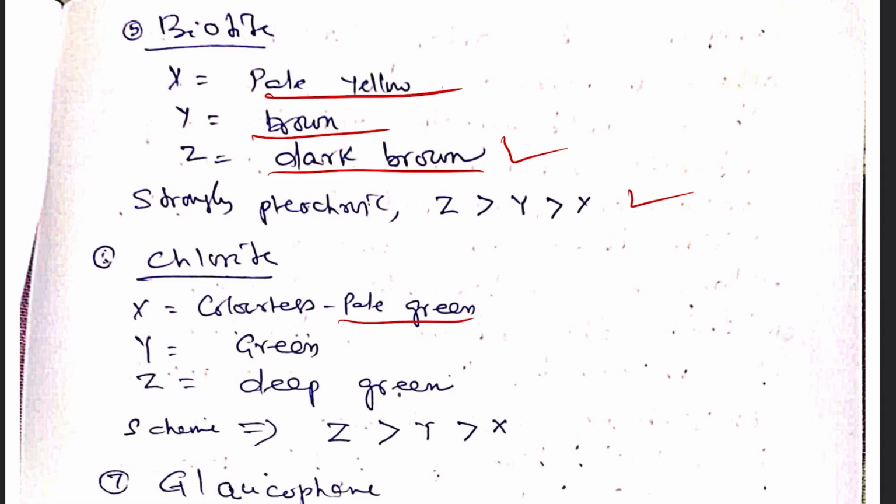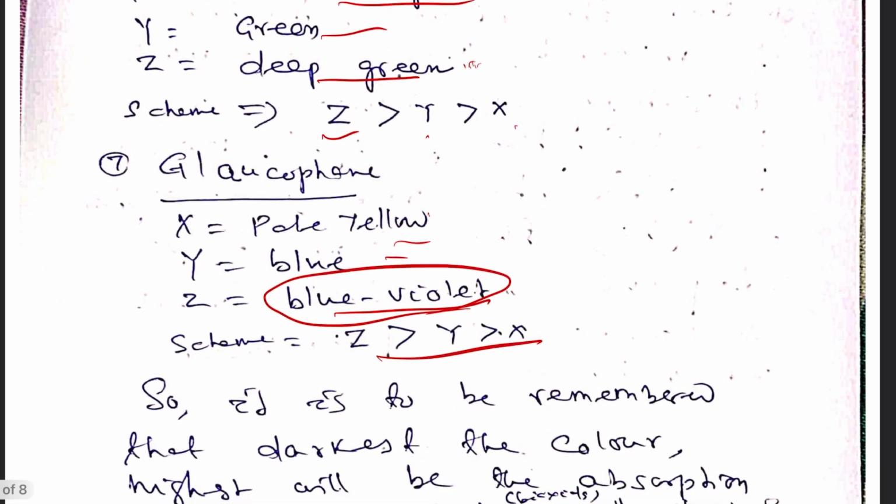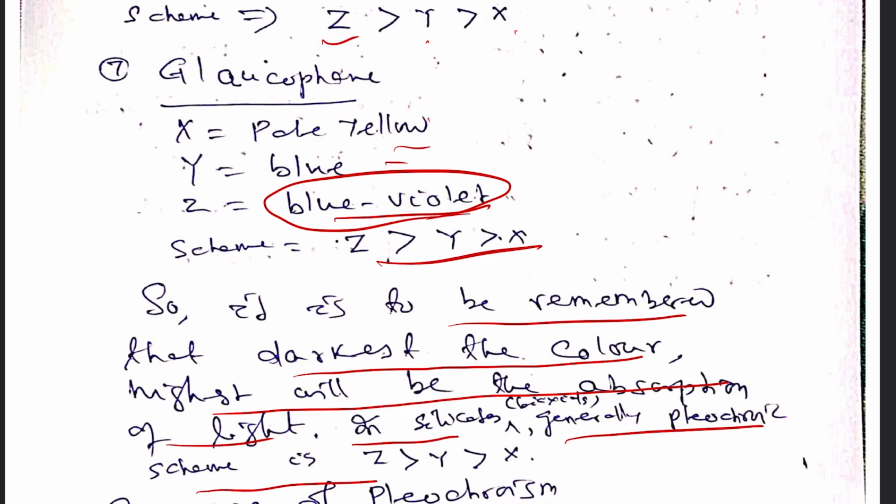Chlorite: colorless to pale green, green, deep green. The deep green is more absorbed, so Z greater than Y greater than X. Glaucophane: pale yellow, blue violet. This is more absorbed, blue more than this. So this is the scheme. So it is to be remembered that the darker the color, the higher will be the absorption of light. In silicates, mostly in biaxial silicates, generally the pleochroic scheme is Z greater than Y greater than X.